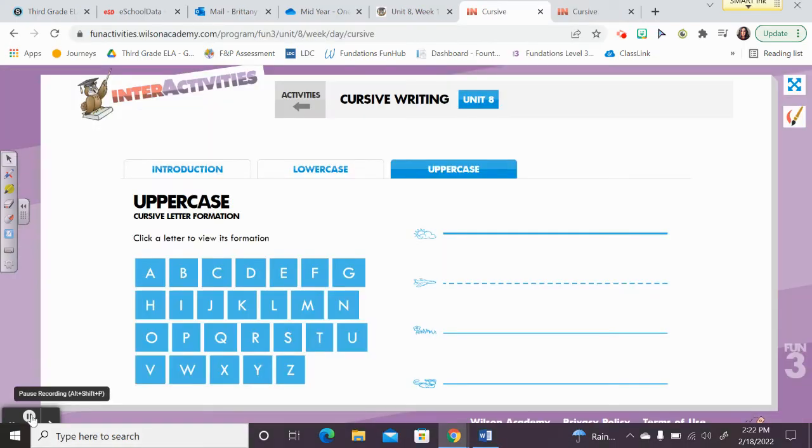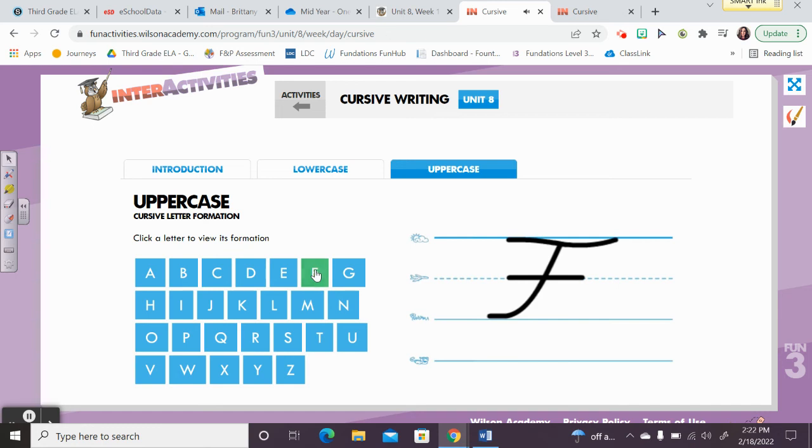Okay, the last thing we did today was learn how to form two new uppercase cursive letters. The first uppercase letter that I want you to skywrite first and then practice on your dry erase board is the letter F. Here we go. F is a skyline dip across letter. It starts on the skyline. Point to the skyline. Go across and make a dip on the skyline.